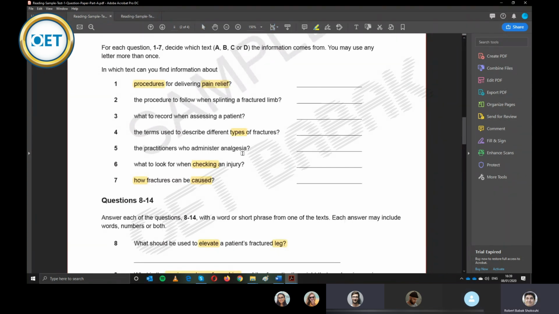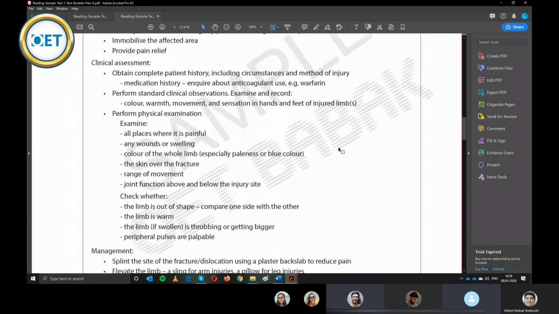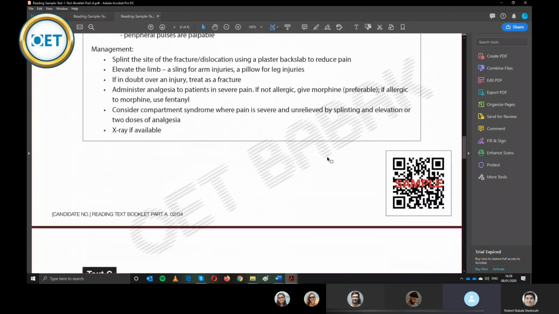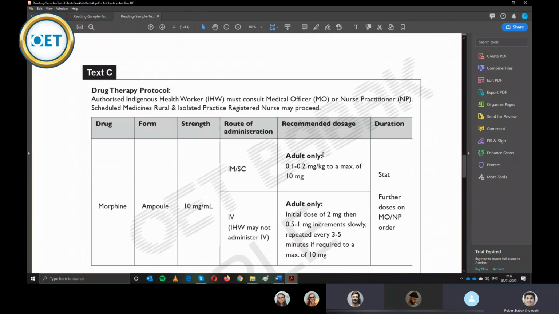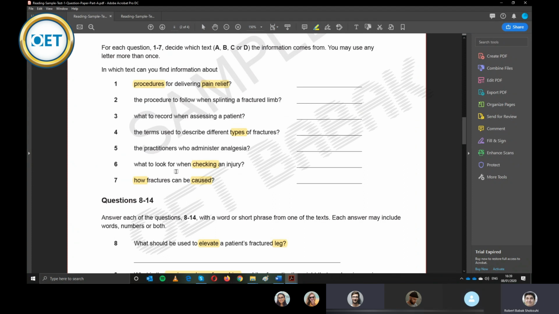Practitioners who administer analgesia. Practitioners who administer analgesia. Maybe C or B. Yeah, it is C, yes. Health worker, medical officer, nurse practitioner. Okay, so that is C.